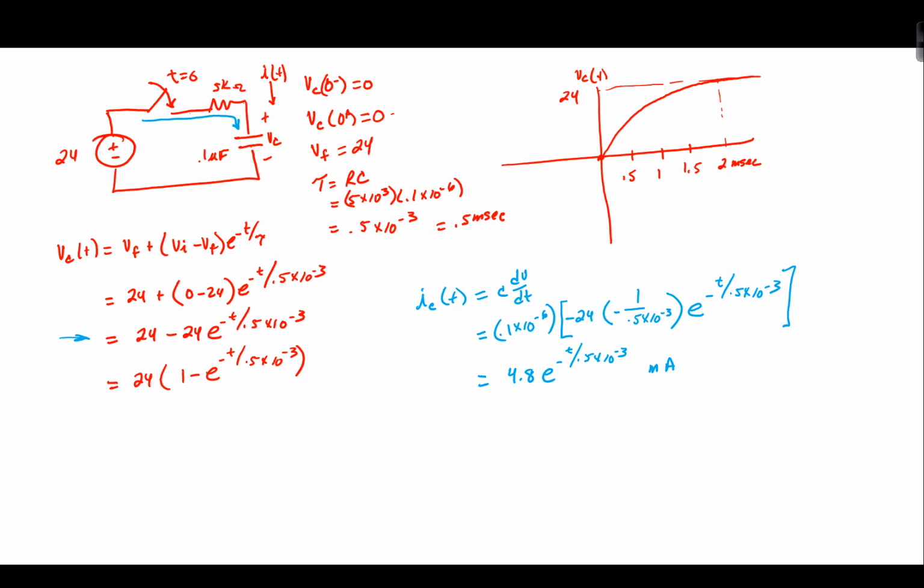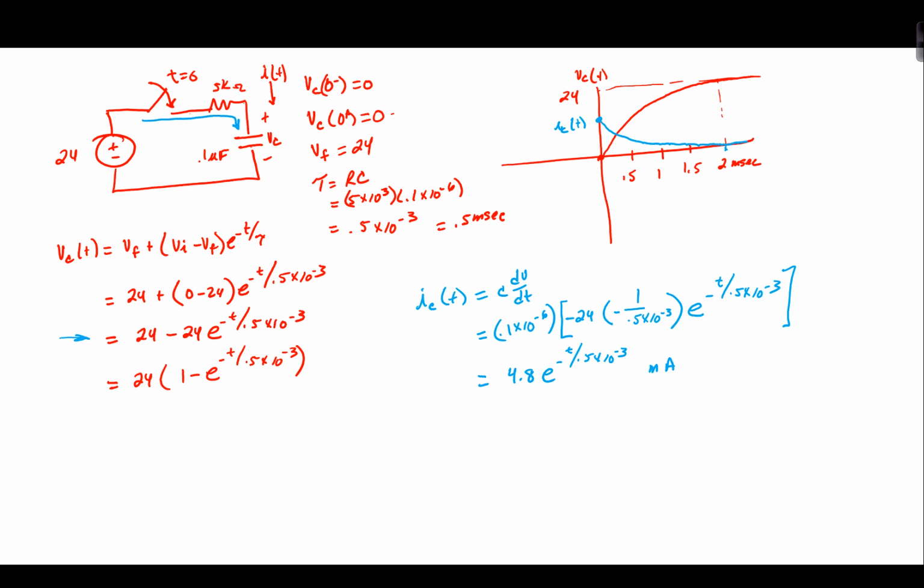At t equals 0, e to the 0 is 1, so it starts at 4.8 milliamps. Let's do this on a separate scale. 4.8 milliamps, and it dies out asymptotically. There's 4 tau. Something like that for I sub c as a function of time. Both positive, but the current starts out at a maximum value and dies out to 0. Does that make sense? Sure.